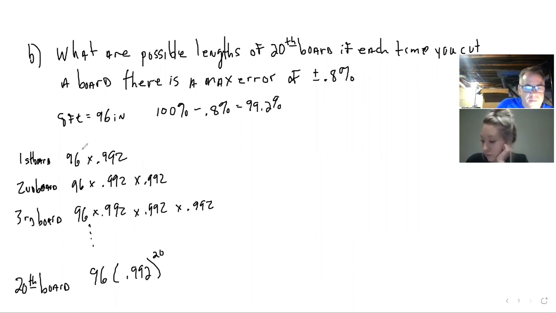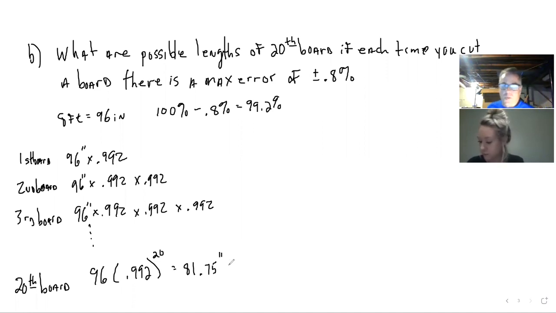So, and all along this was inches. I didn't put the units in there. So if you get your calculator out and go 96 times 0.992 to the power of 20, you should get 81.75 inches. And so that's as short as this board could be if we have the error in terms of a percentage of the board. So that is as short as it can be.